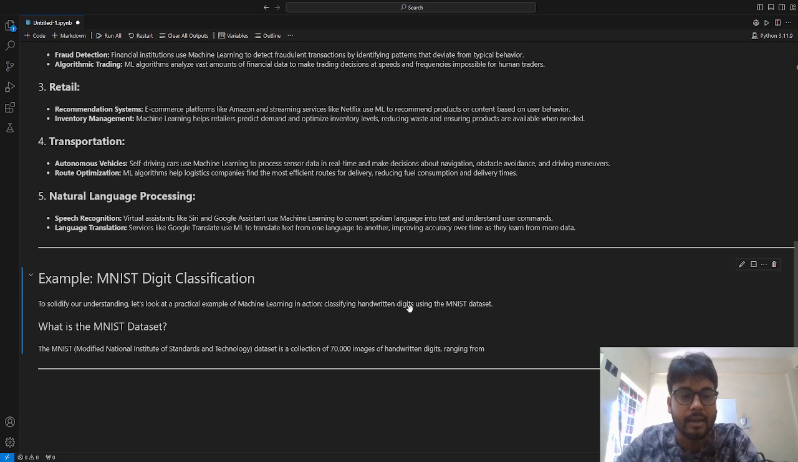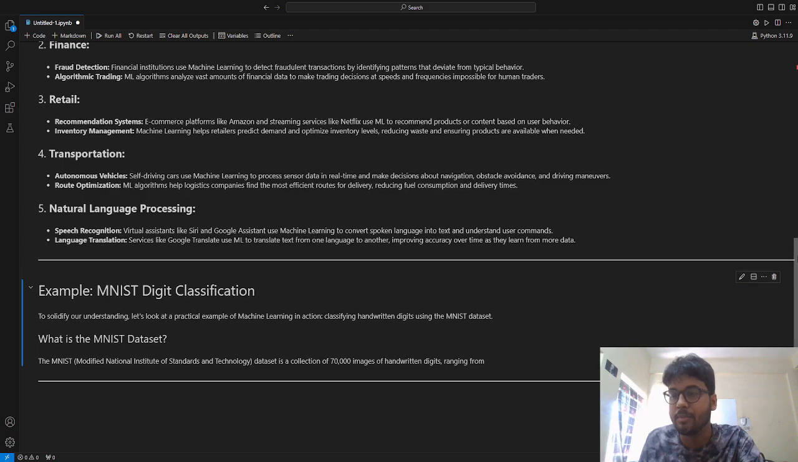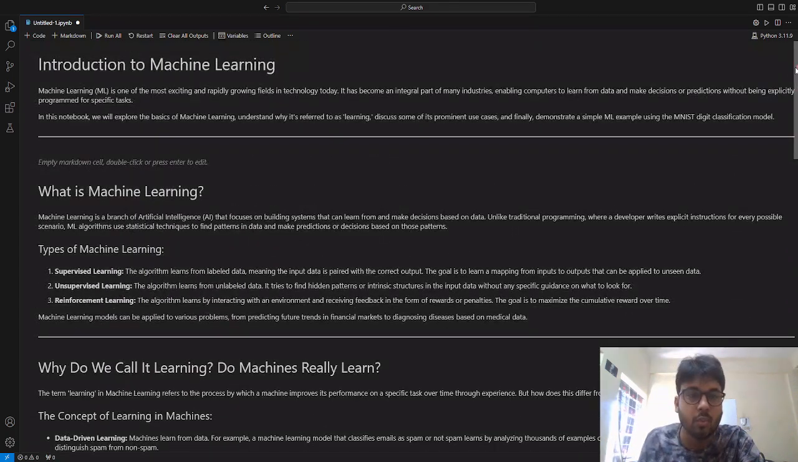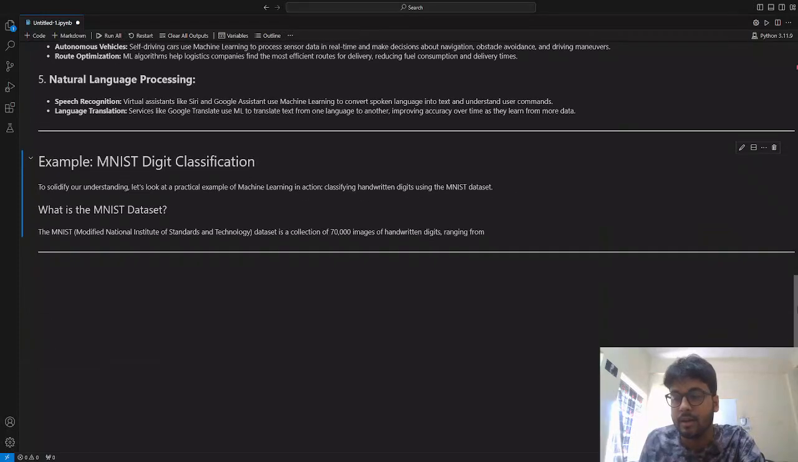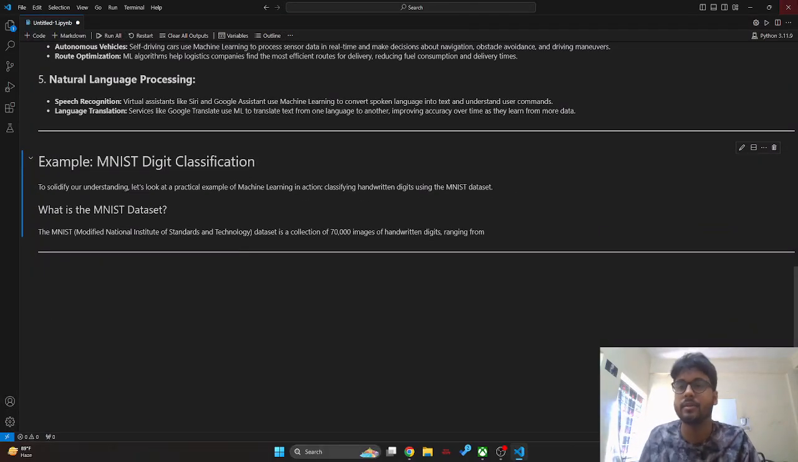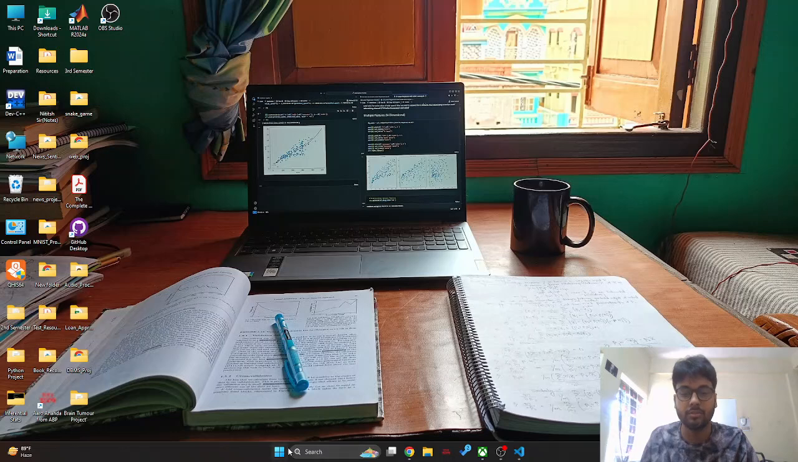Okay, so now at last, after giving info about all of this, I would finally show you one live application of machine learning. For that, I would just leave from here and open a new Jupyter notebook. Just open another one.